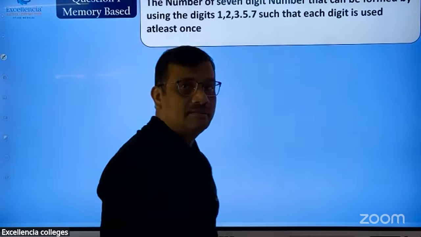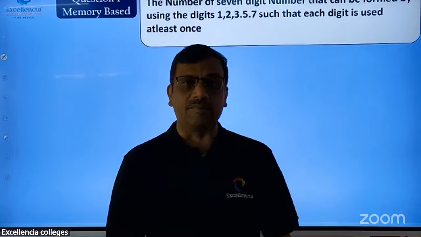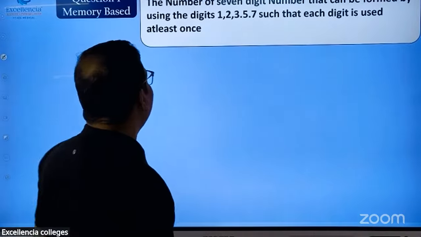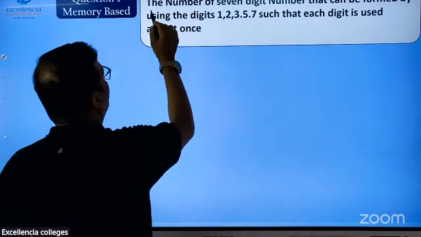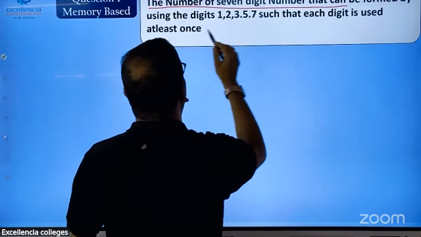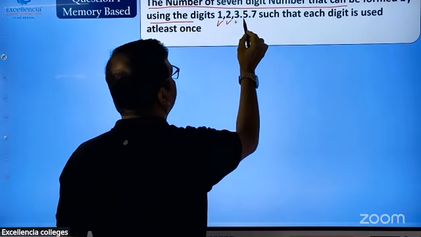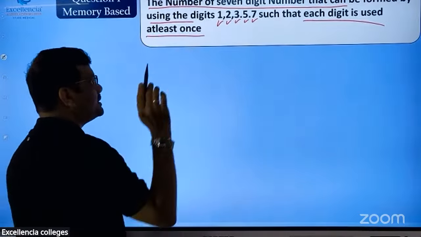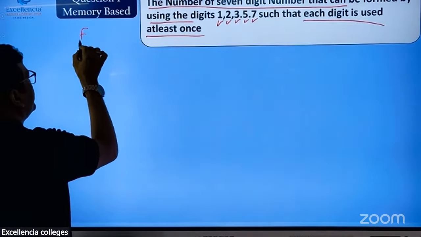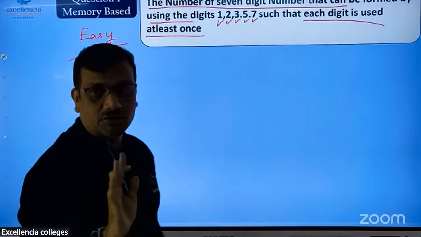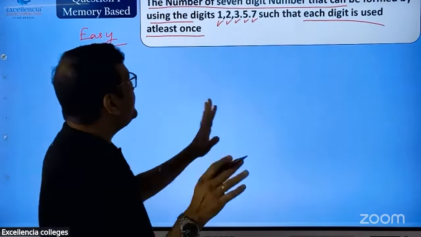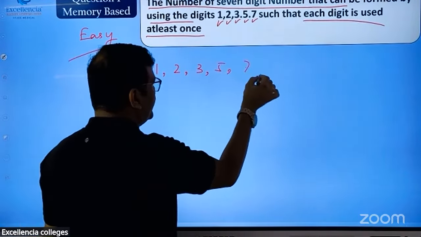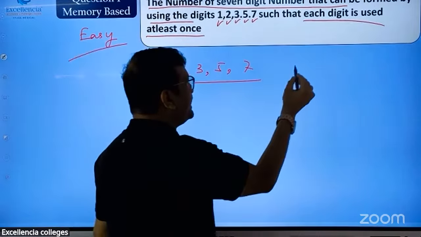This was question number one, whatever we got from the sources, maybe from our own students, maybe from friends. The number of 7-digit numbers that can be formed by using the digits 1, 2, 3, 5, 7, such that each digit is used at least once. It was an easy question, right? So here he is saying that you have to use 1, 2, 3, 5, and 7, and it should be a 7-digit number.